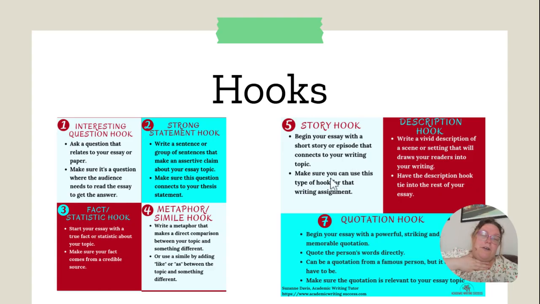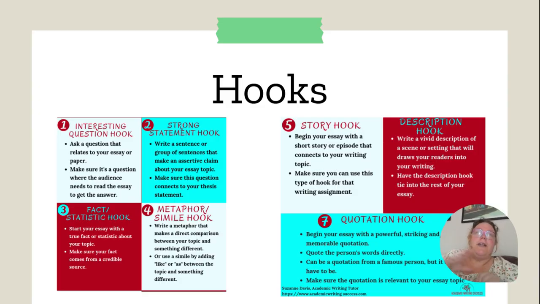You can do a story for a hook. You can do a quick little story at the beginning of your paper, in a sentence or two, that ties to your topic. Same with a description. You can give a really vivid description of something and then tie that into what your thesis is.